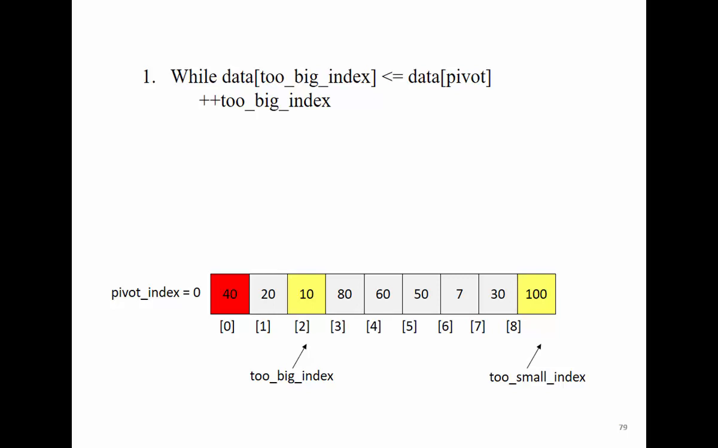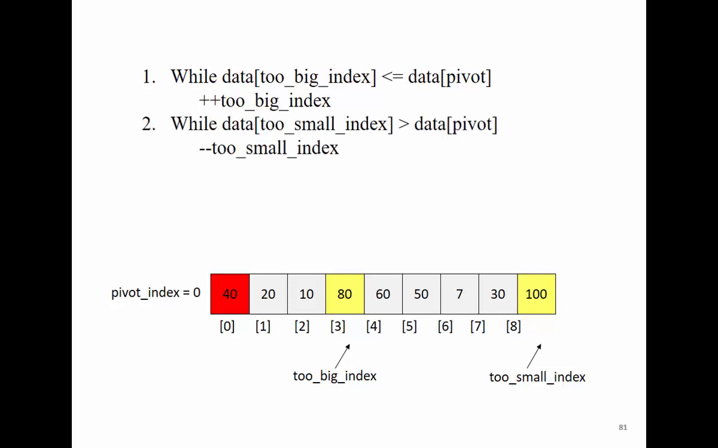So two big starts at 20. We point at 20. Is 20 less than 40? Yes, 20 is less than 40. So we're going to increment the two big index to another location. Is 10 less than 40? Yes, we keep incrementing. Is 80 less than 40? No, we stop. We're going to start another loop.